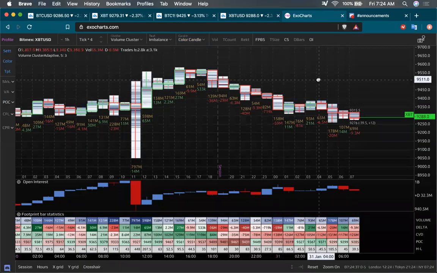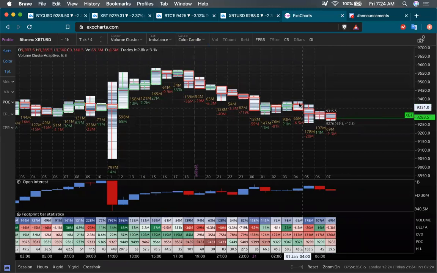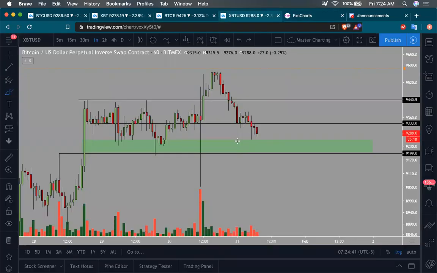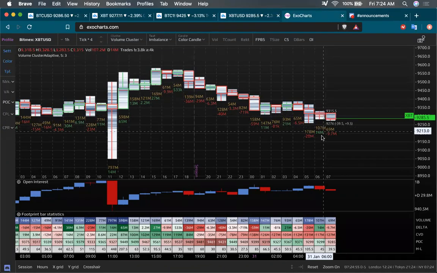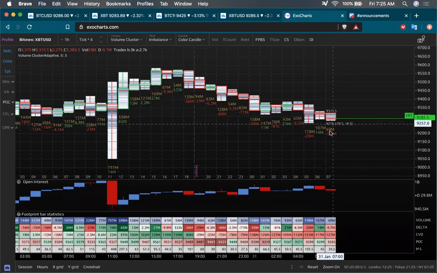Especially if we look on the 1 hour. Here are the last 3 hourly candles, these right here, 1, 2, 3. You can see 178 million contracts, 20 million negative delta, then 107 million, positive 14 million delta. And now it's even less contracts, 69 million, and again fairly low negative delta.